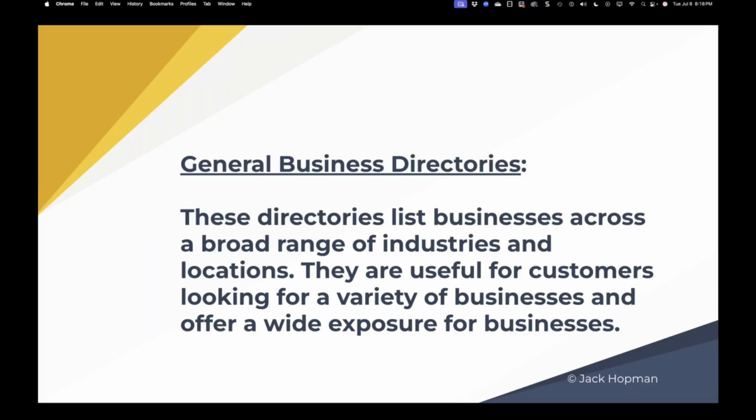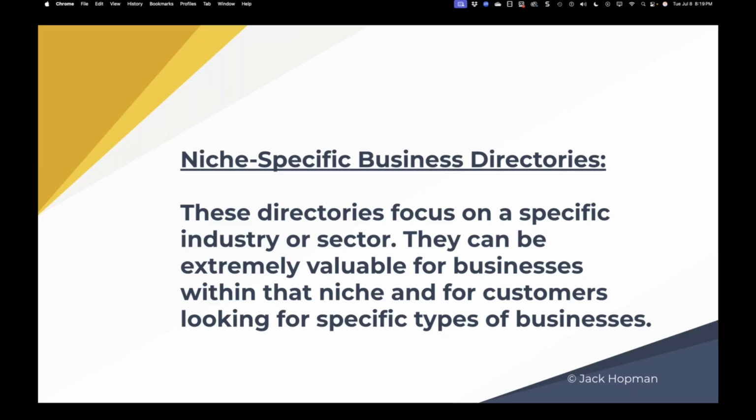So, general business directories. These directories list businesses across a broad range of industries and locations. They're used by customers looking for a variety of businesses and offer wide exposure for businesses. So that's kind of if you do it for a certain area and you do 5 or 10 niches. Niche-specific business directories focus on a specific industry or sector. They can be extremely valuable for businesses within that niche, for customers looking for specific types of business, like pet stores.